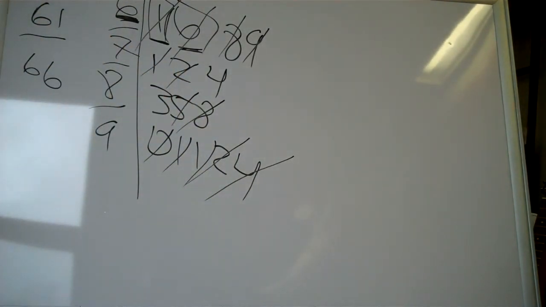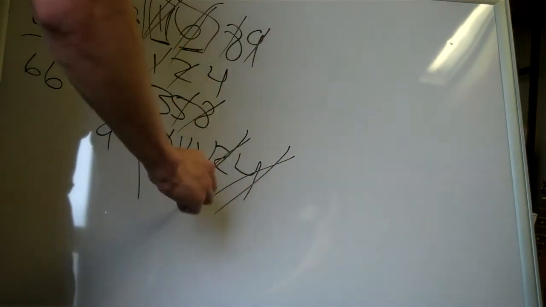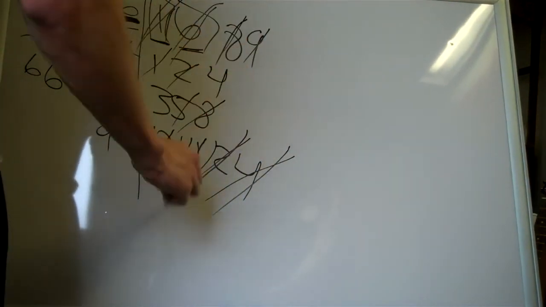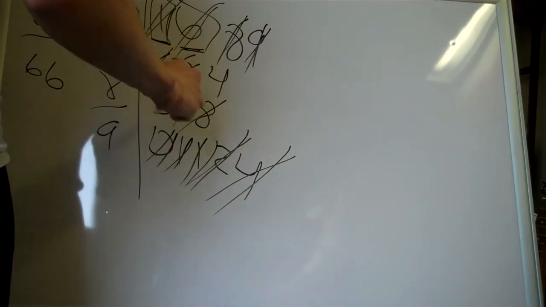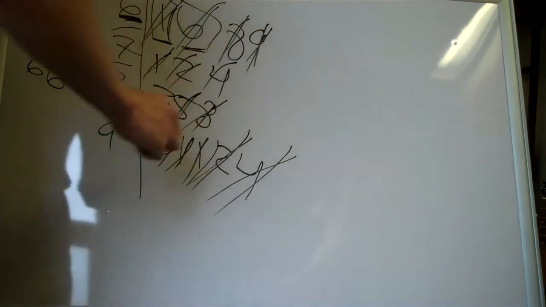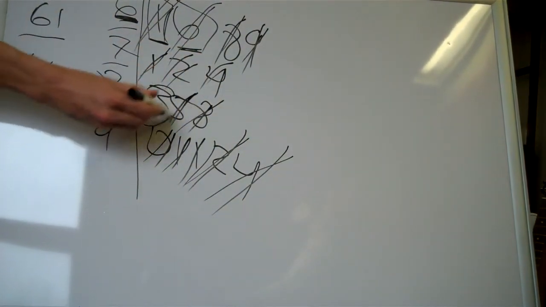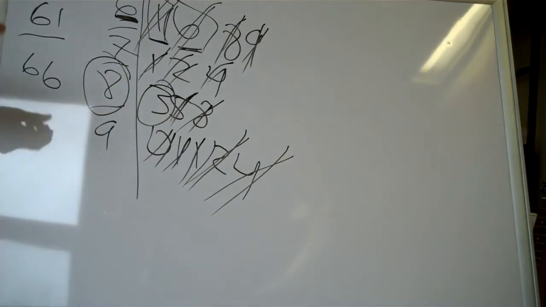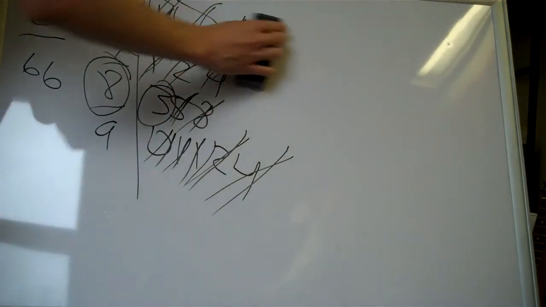Wait, hold on. No, we're not. Oh, okay, I messed up. So you essentially cross these out at the end, and you're left with 3 in the ones place, 8 in the tens place, so 83. 83 is your answer. Kind of messed up.